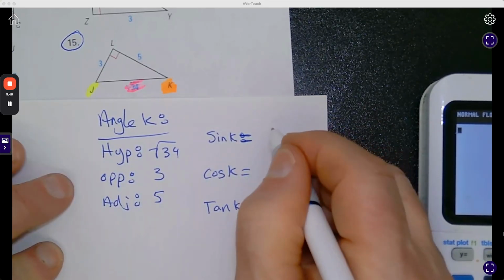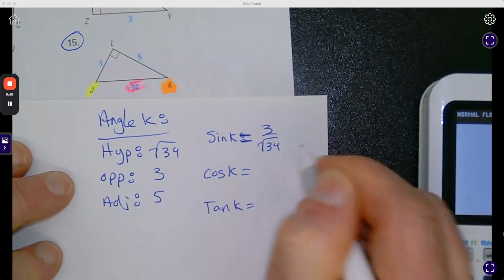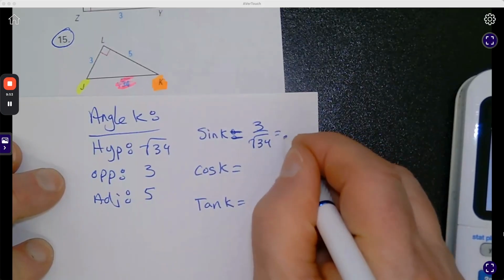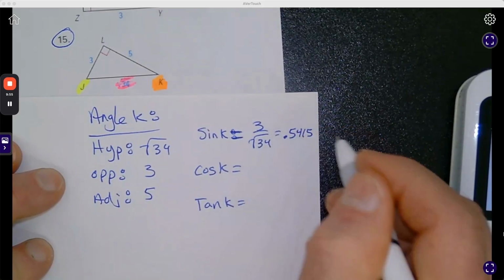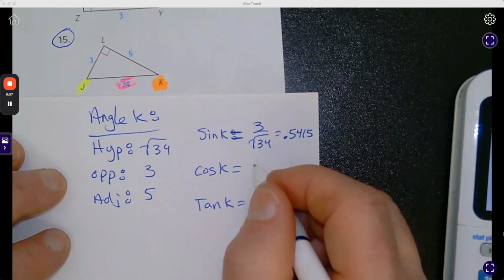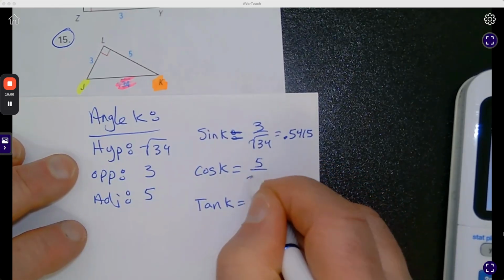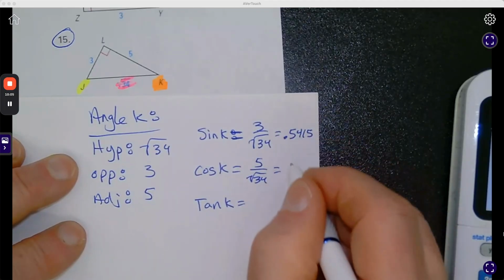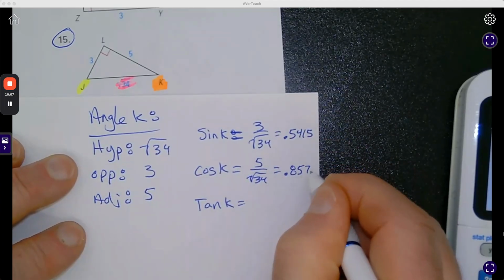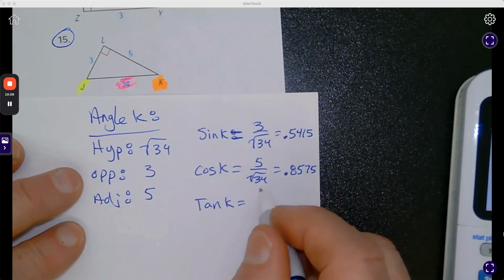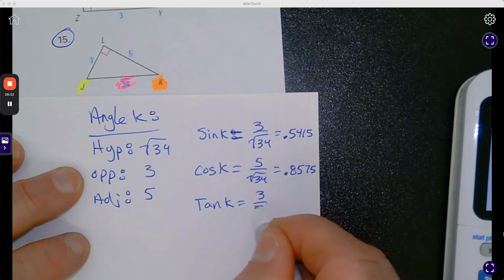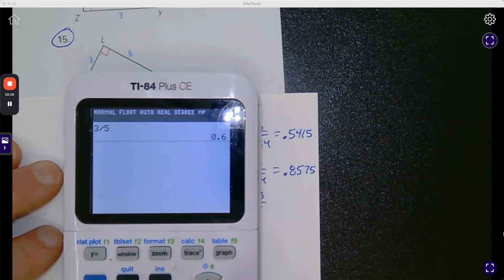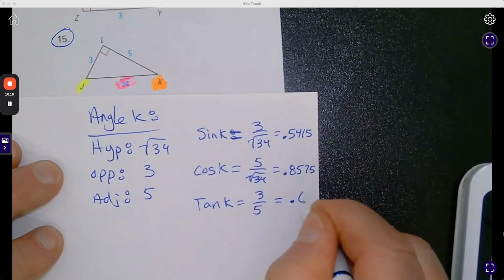All right, sine is opposite over hypotenuse. Hey, we already figured that out. That's 0.5145. Cosine of K is 5 over radical 34. We already figured that out. That's 0.8575. And then the tangent is opposite over adjacent. I think it's going to be 0.6. Let's do it. 3 divided by 5. 0.6. Those are done.